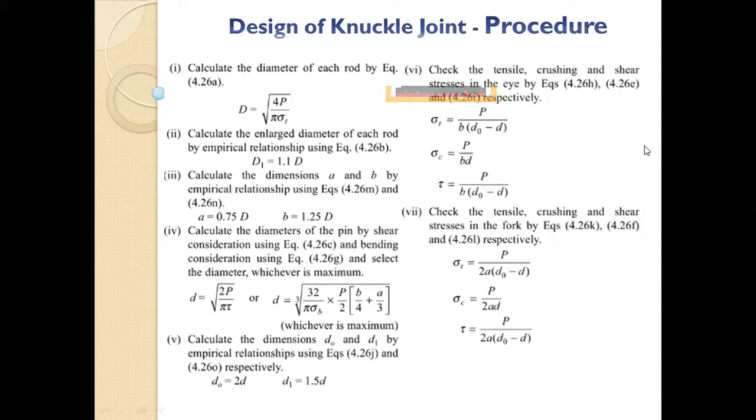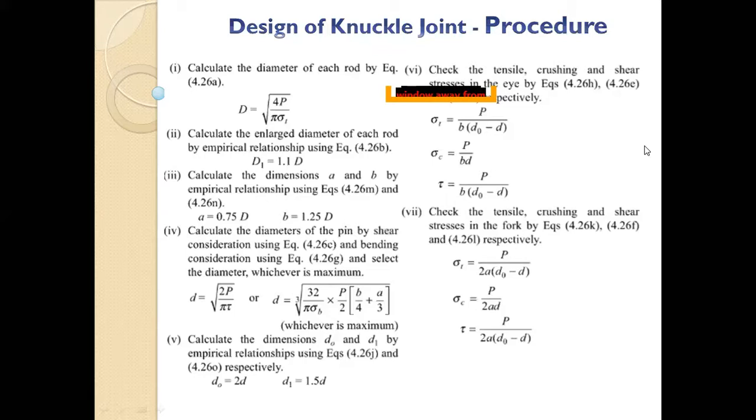Areas are multiplied by 2, and instead of b, now here it will be a. Otherwise the formulas are the same. So sigma t is equal to P upon 2a(d0 minus d). Sigma crushing failure is P upon 2ad, and shear stress is equal to P upon 2a(d0 minus d).